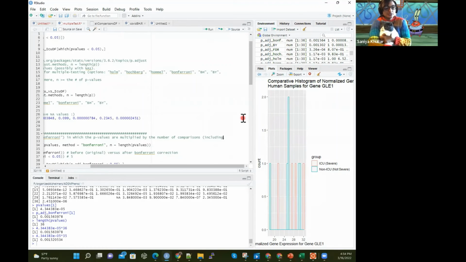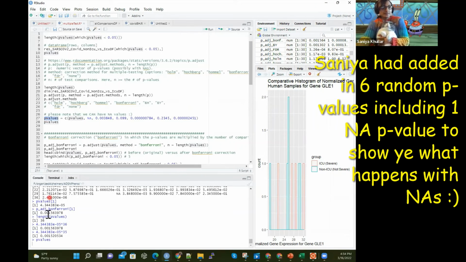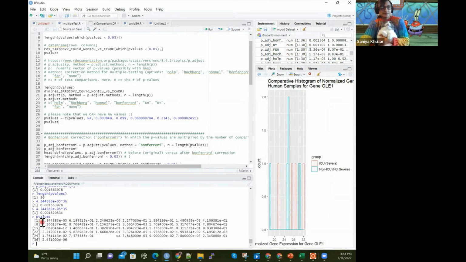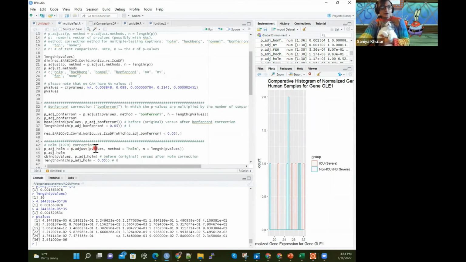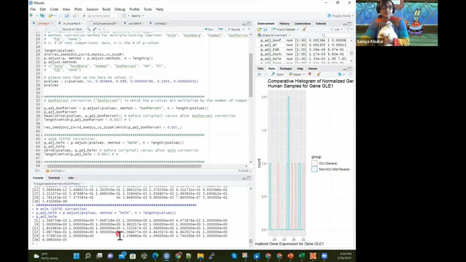If you don't want NAs to be included, you have to remove them from the p-value vector that you're using. Otherwise, they will be used in the calculations. So again, in our p-values, we had these 36, including this NA, and we have to multiply each p-value by 36 to get the Bonferroni. But you can see that we can call all of these even with this NA being there. It's just going to keep the NA there. It does not matter.